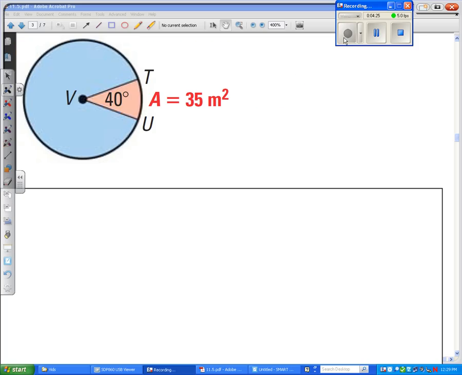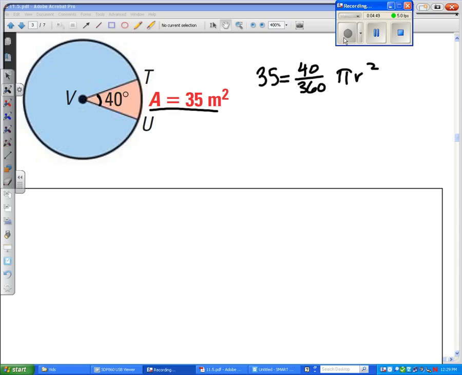Now this is where things get a little tricky in this section. In this particular case, we're given the area of the sector, not the area of the circle, and then the part of the circle that this sector happens to be. We're asked to find the area of the circle. Now the area of the sector, 35, is equal to the part of the circle, 40, divided by the total degrees 360 times pi r squared.